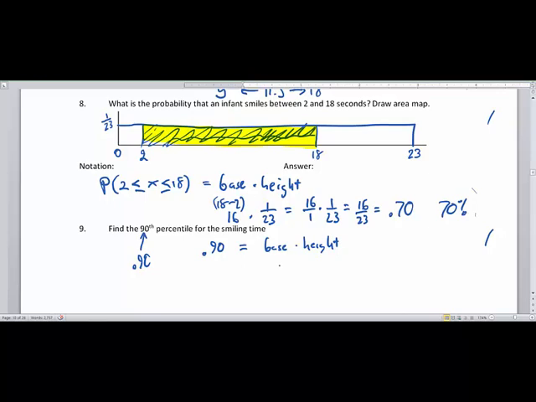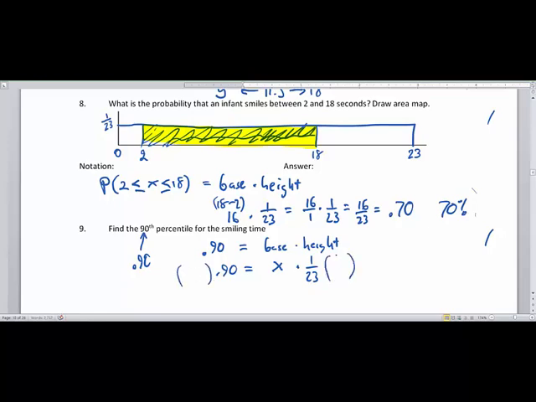In this case, we actually don't know the base. If we knew the width, we would then figure out that that width would give us the 90%. So what we have is 0.90 is equal to x times the height, and we do know the height, which in this case is 1/23rd. Now we need to solve for x. One of the ways we could do this problem is to divide both sides by 1/23rd. So 0.90 divided by 1/23rd will give us our answer for x if we have technology.